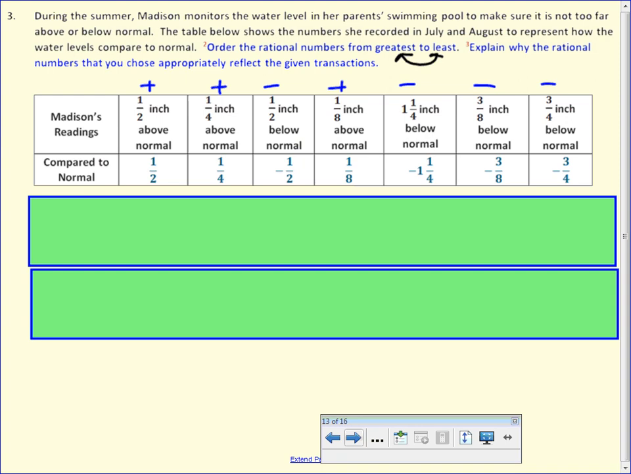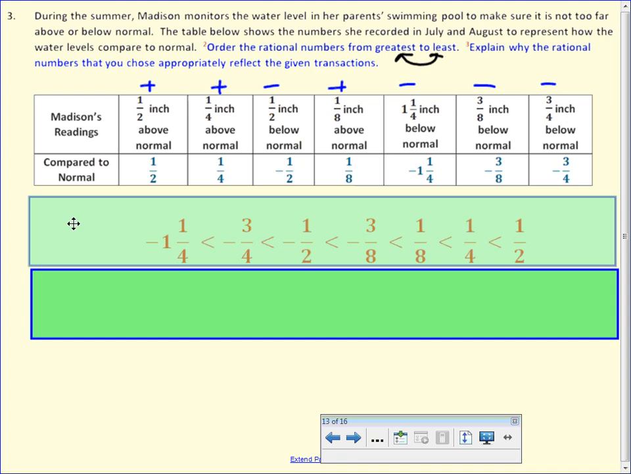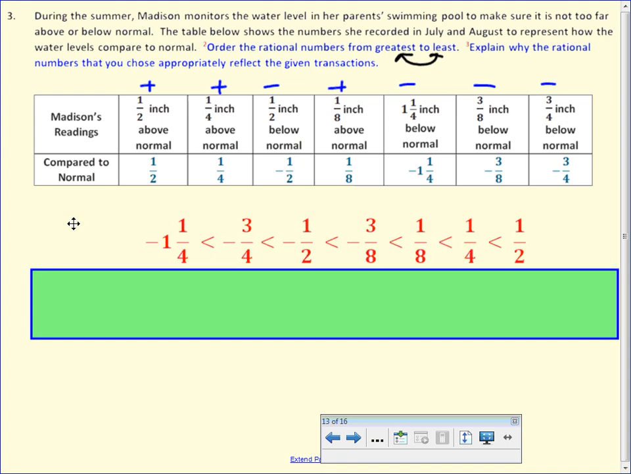I made a typo on the board. In your notes it says least to greatest. So order those from least to greatest. So in order from least to greatest, there are your numbers. Notice again how the negative sign is right next to the division bar. Because if you put the negative up by the numerator, that indicates that that could be the negative number. So you want your negative sign to be right next to it.